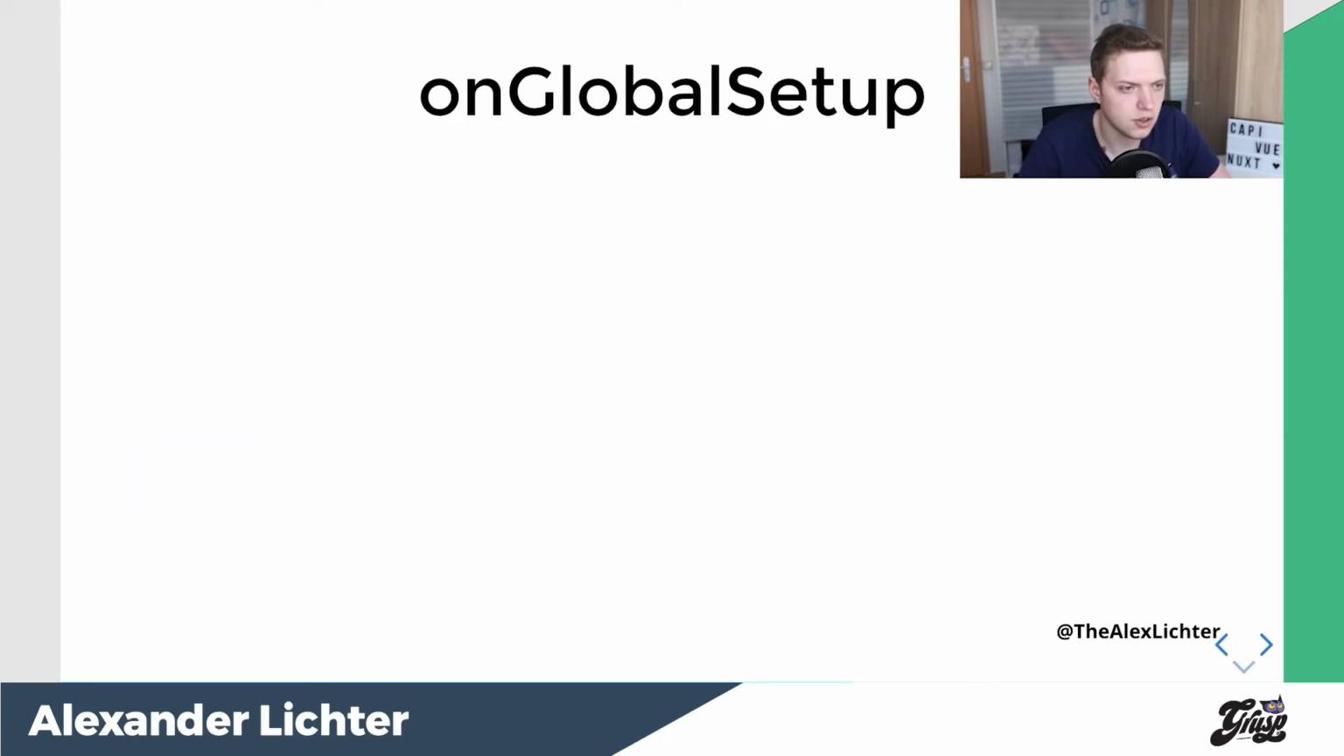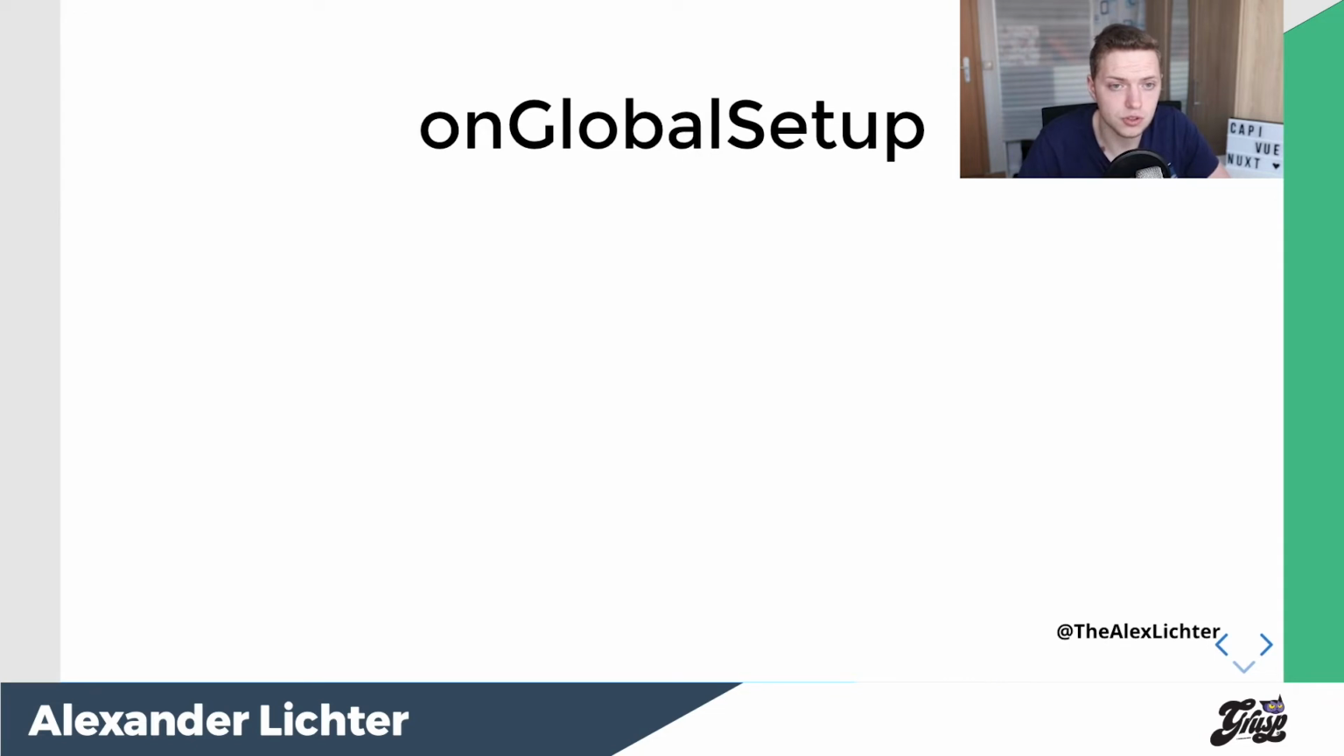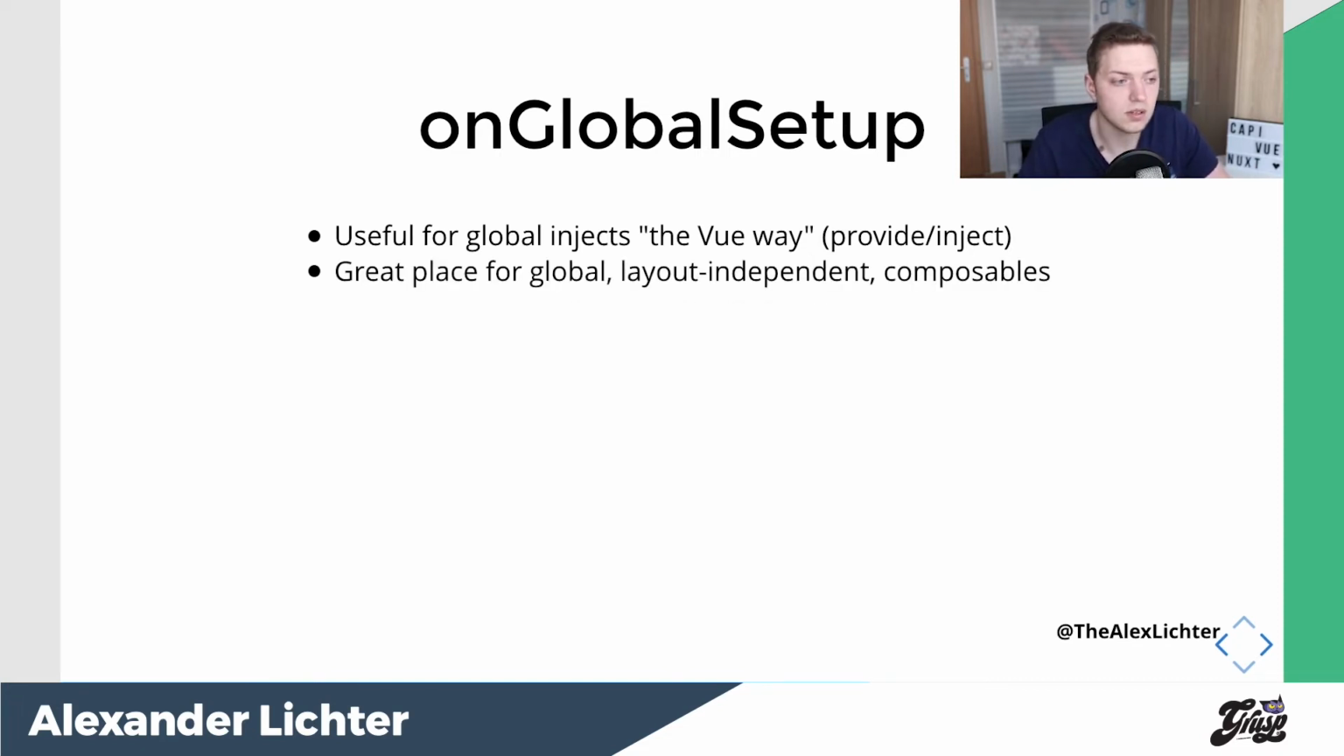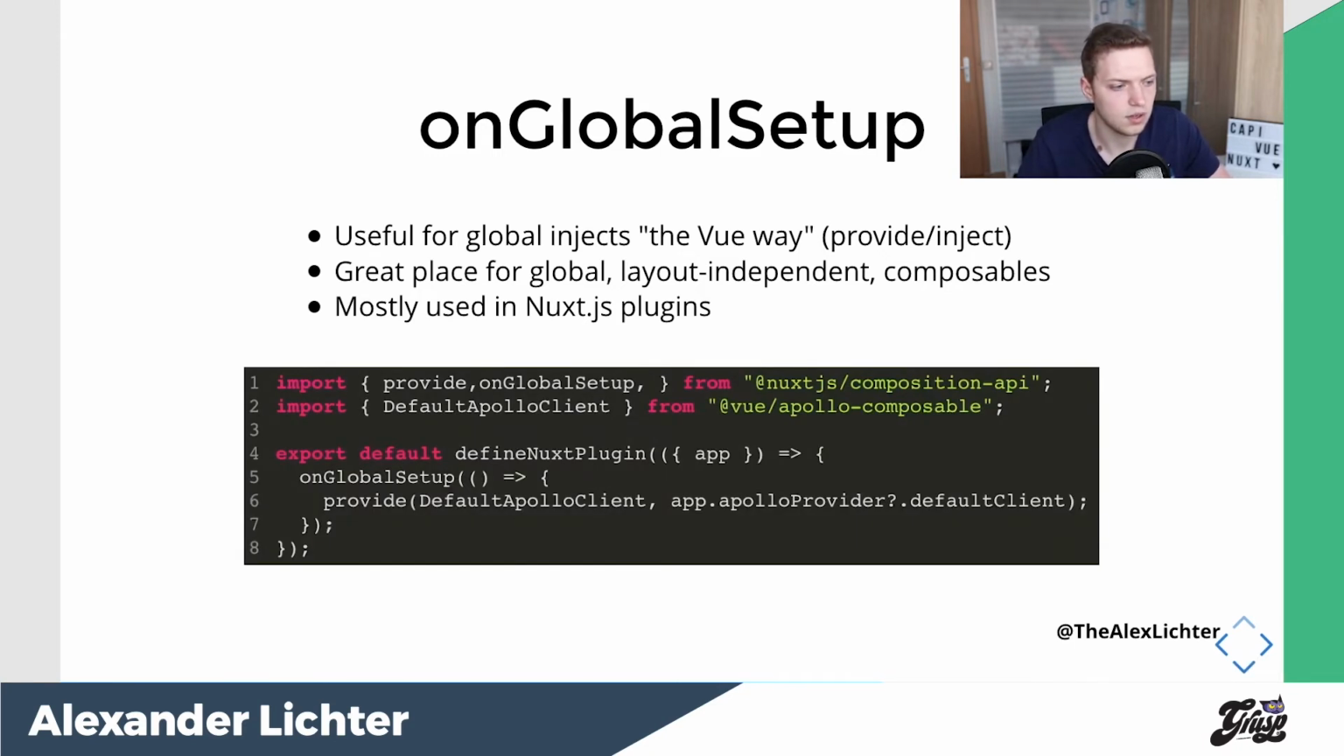So let's take a look at some other composable, which is called onGlobalSetup. It's quite useful to have some global injects to Vue, via provide inject. A great place for global layout dependent composables. You can also just put them in Nuxt plugins, where onGlobalSetup is also used. And one example is to provide some kind of default Apollo client here. Okay. We will use onGlobalSetup as well as the next composable in an example.